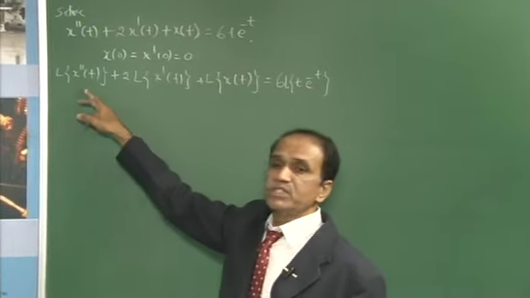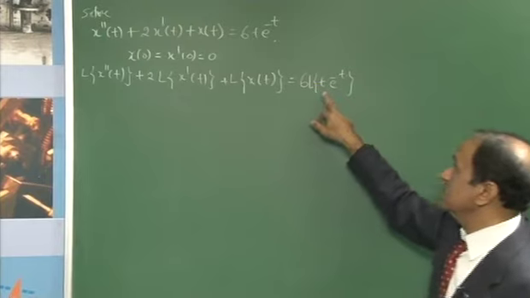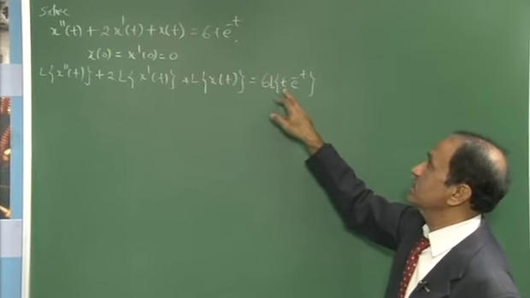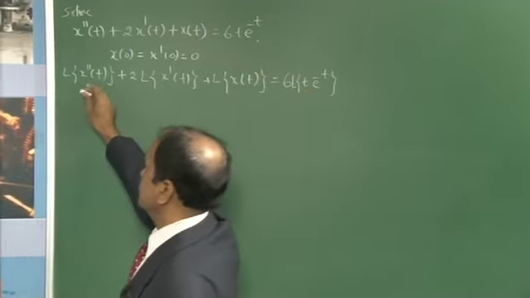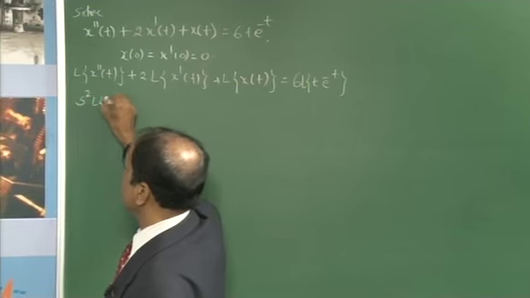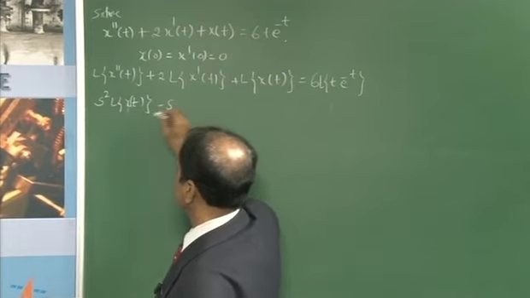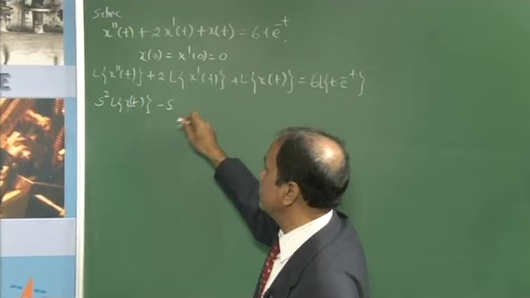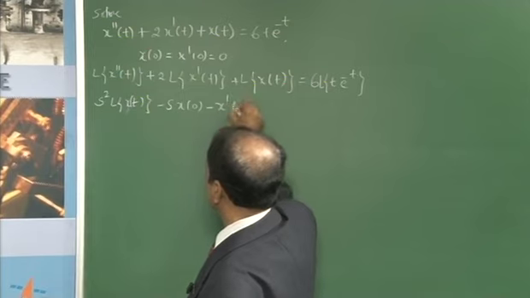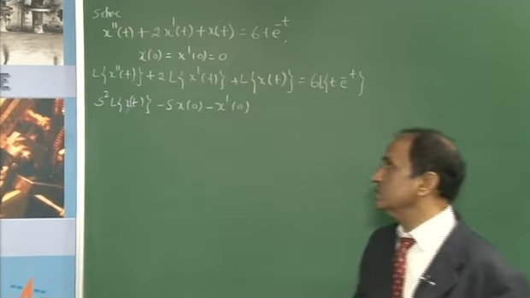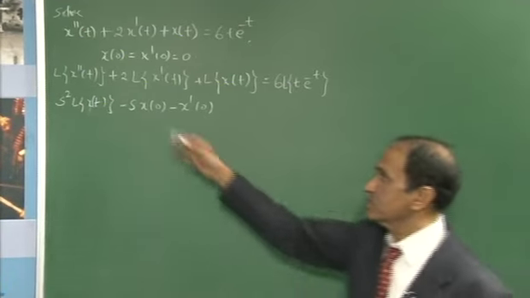Recall the expressions you have studied for the second order derivative and first order derivative, and the rule for f of t which is a product of an algebraic term and an exponential term. Here for the first term you must write s square L of x t minus s into x of 0 minus x dash of 0. All these three terms are responsible for the Laplace transform application for the second order derivative, that is the first term.